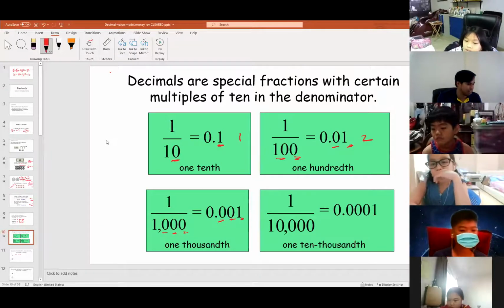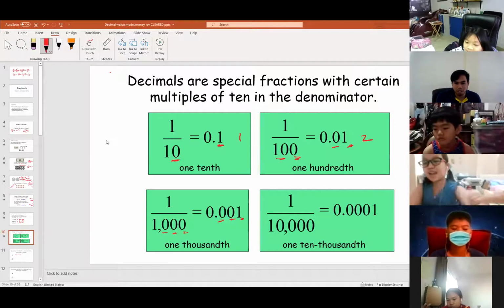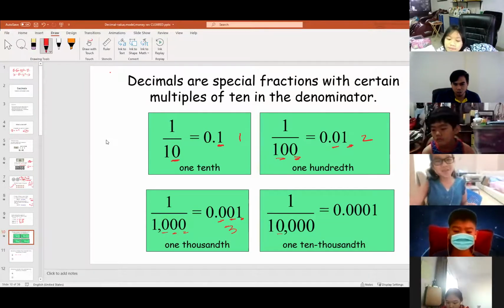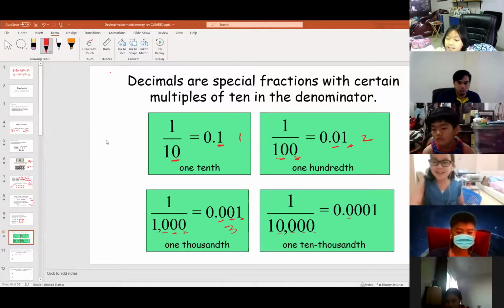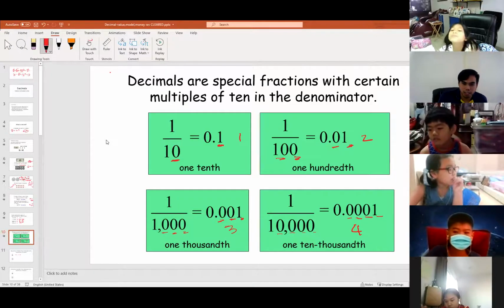Is that clear already? How about this one, how many? Four. 1, 2, 3, 4. So it has four decimal places, the same way.